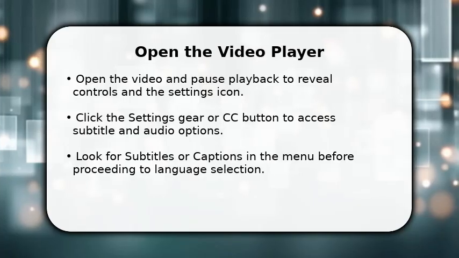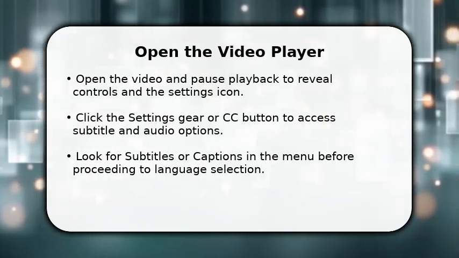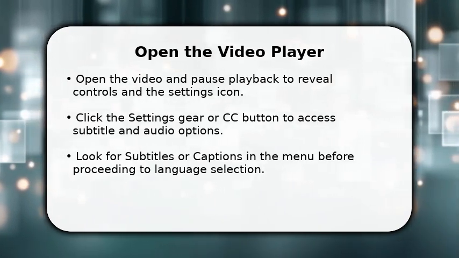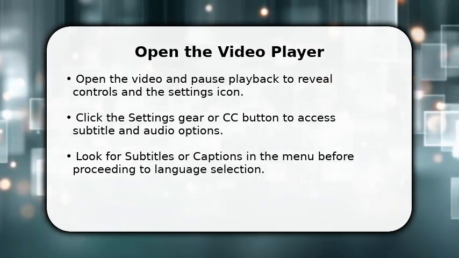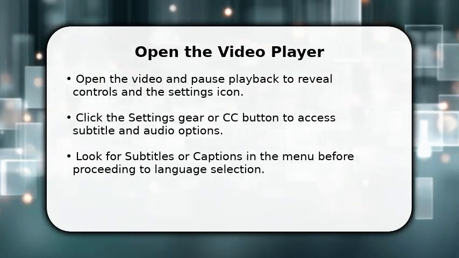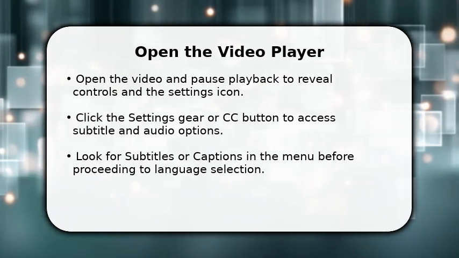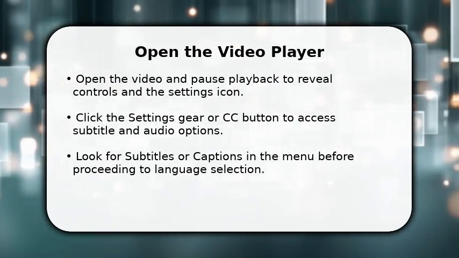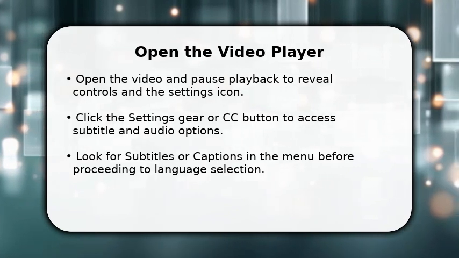Start by opening the video you want to watch in your chosen app or browser. Pause the video so the player controls remain visible for the next steps. Look for a settings gear icon or a CC button near the playback controls. Click that icon to open the menu of options available for this video.